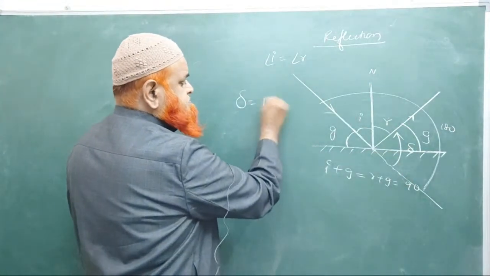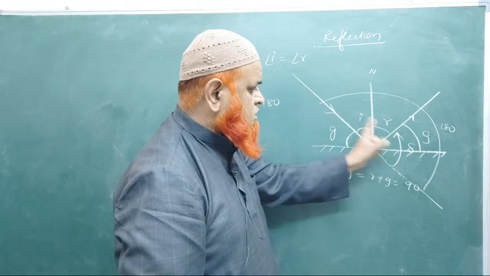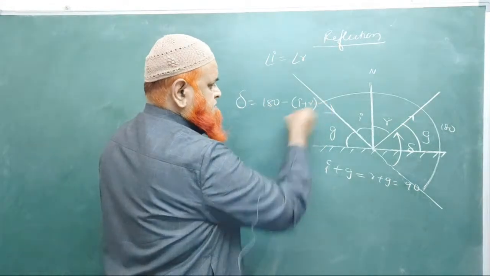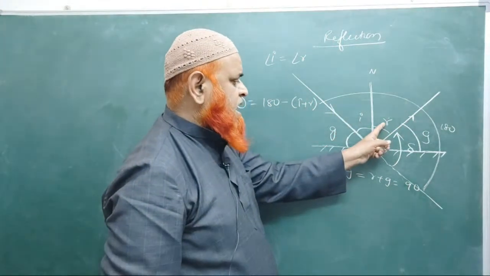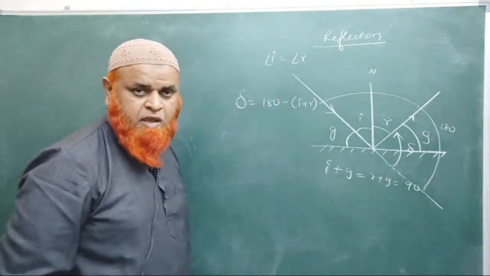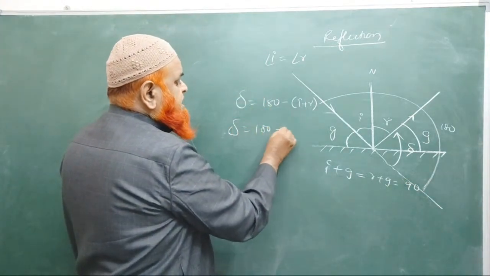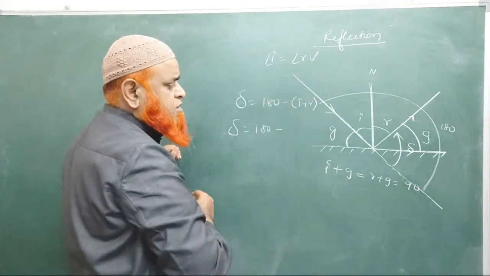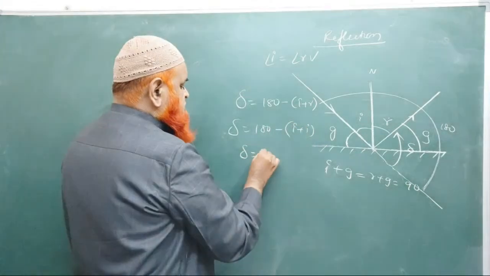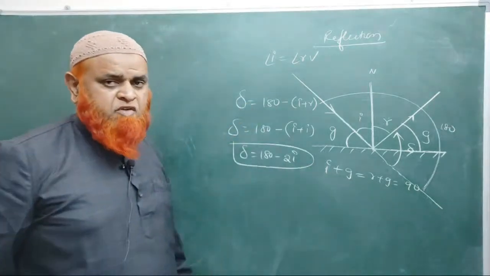If you consider this deviation part, to find it, take the total angle minus angle I plus angle R. If you subtract from the total 180 degrees, you will get the deviation. So delta is equal to 180, and since angle I and angle R are the same, you can write I plus I. Therefore, deviation is 180 minus 2I. So this is the first basic formula for reflection.